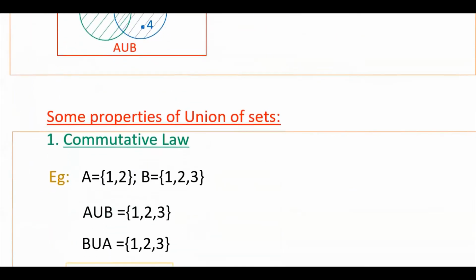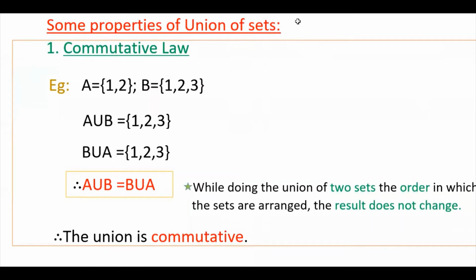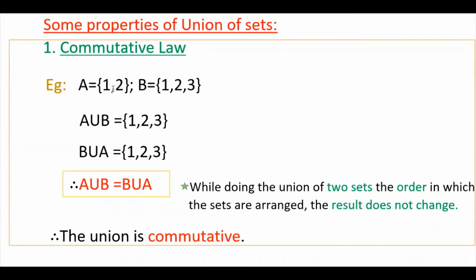And now I am going to tell some properties of union of sets. This is the first property, the commutative law. If you take two sets, A is equal to 1, 2 and B is equal to 1, 2, 3, then A union B is equal to 1, 2, 3, because 1, 2 are common here. Then B union A is also equal to 1, 2, 3. So here A union B is equal to B union A.